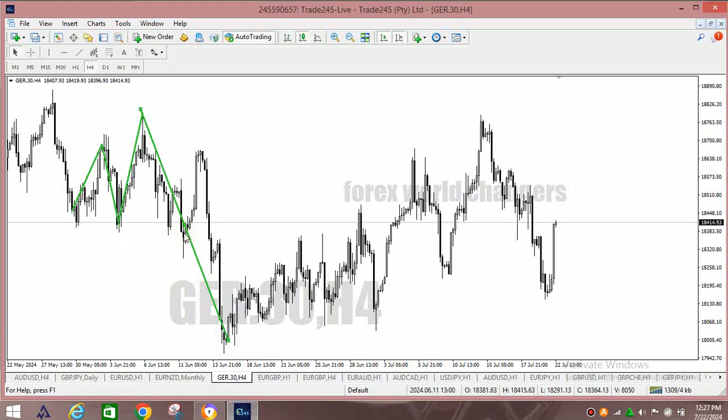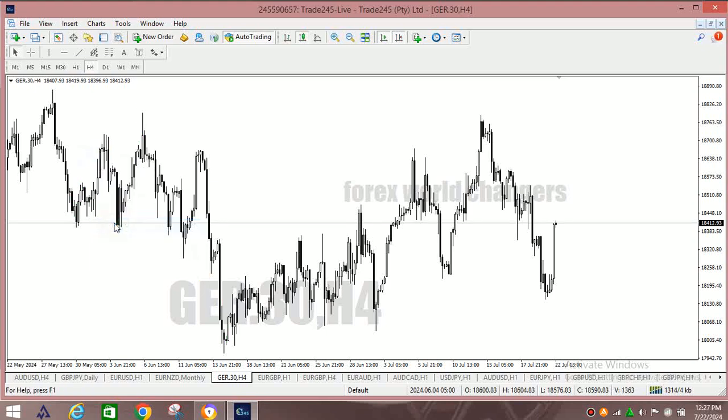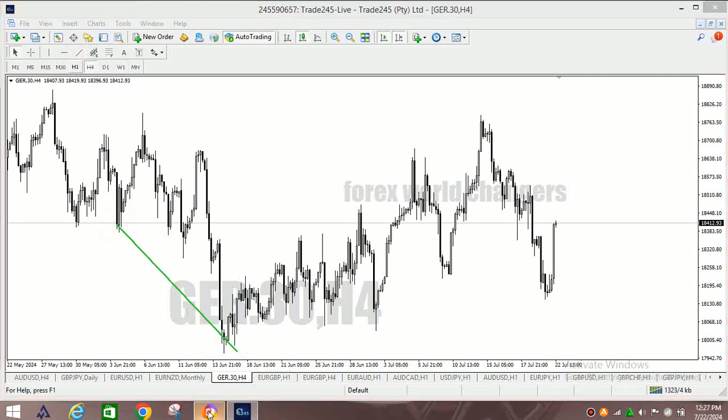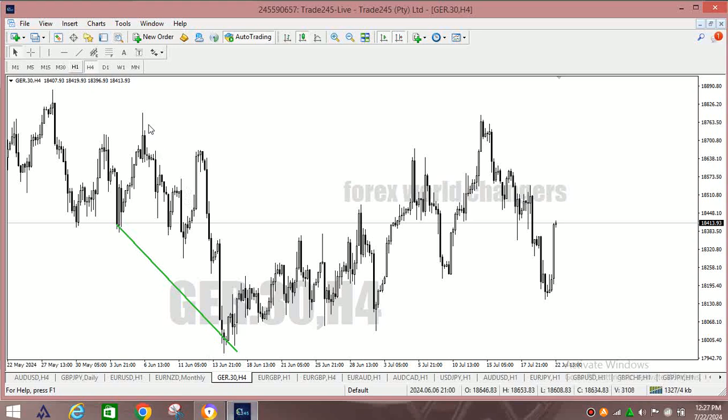So let me delete here so you can see properly. You see that this low is this low now, so we have lower lows being created. So already we have taken another box. So what are we looking for right now? We are looking for resistance 1 and resistance 2. Resistance 1 and resistance 2 is this point.